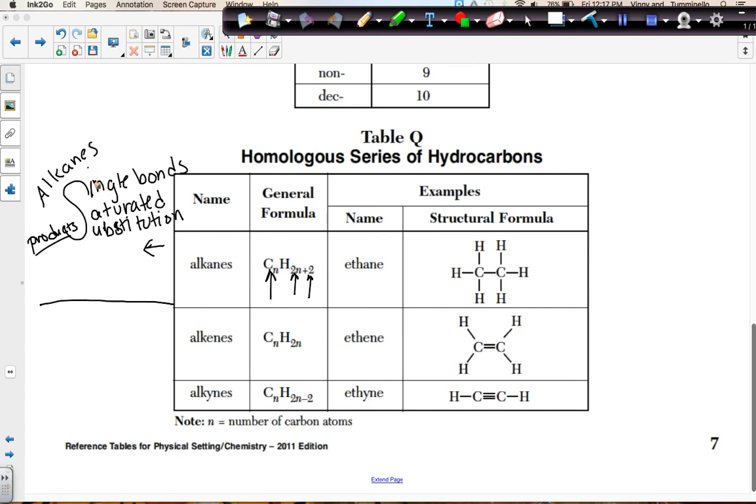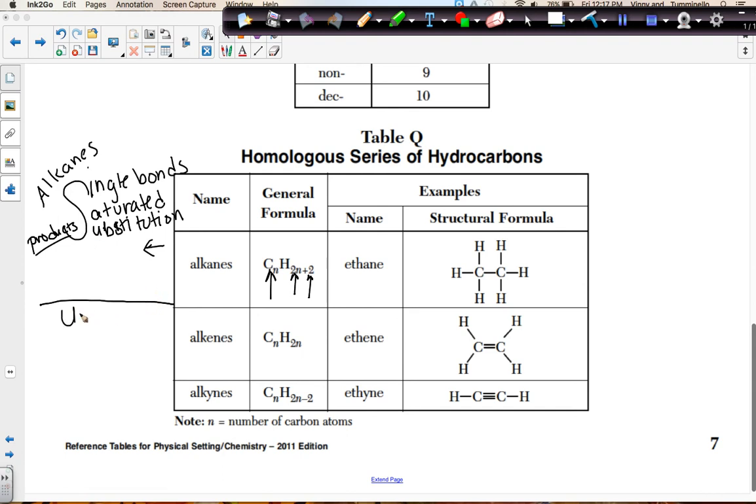So things that are alkanes have single bonds. Single bonds are saturated. Single bonds and saturated undergo substitution. Substitution always has more than 1 product, so we say that substitution has products. That would be methane, ethane, propane, butane, and so on.